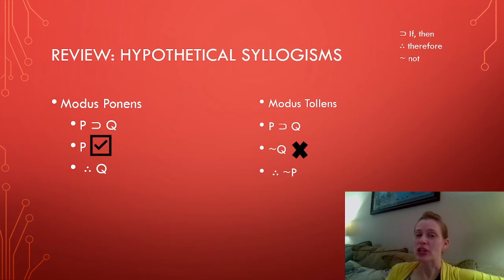Now, look at the second one, modus tollens, the second valid form of hypothetical syllogism that we looked at. If P then Q, not Q, therefore not P. Notice that it denies the consequent. That is also very important. Let's see how these can go awry.